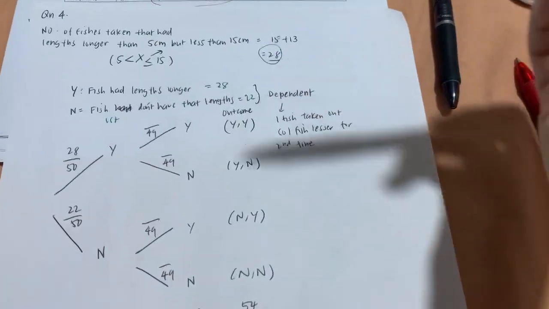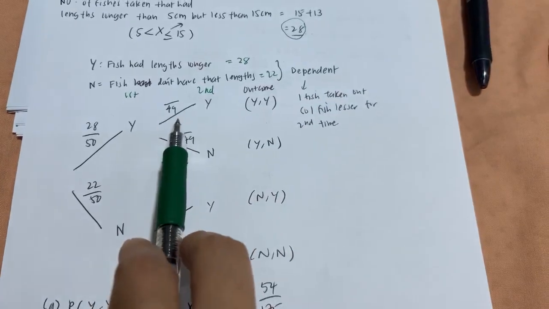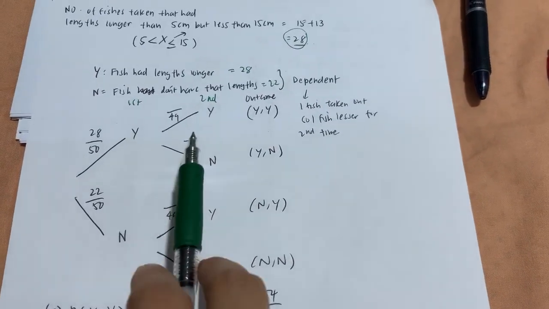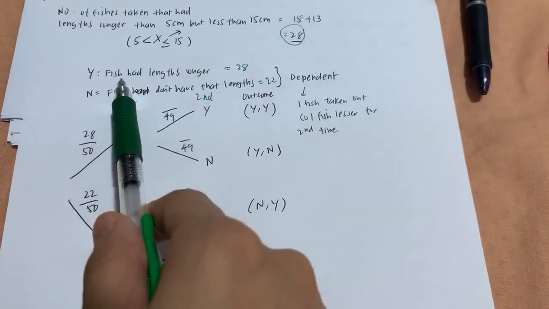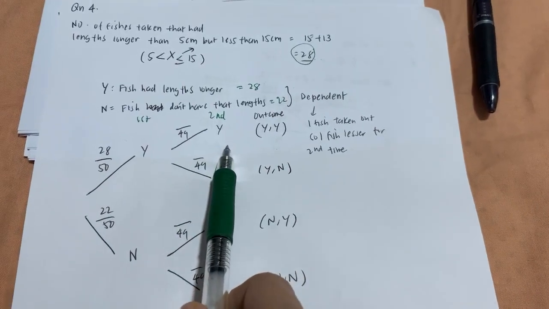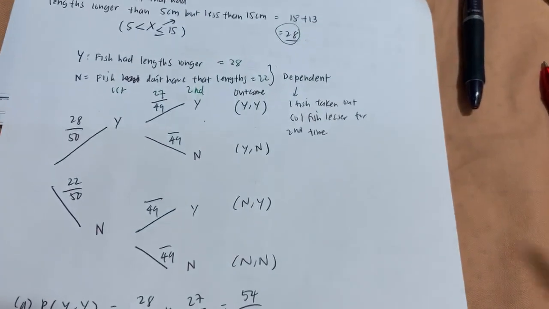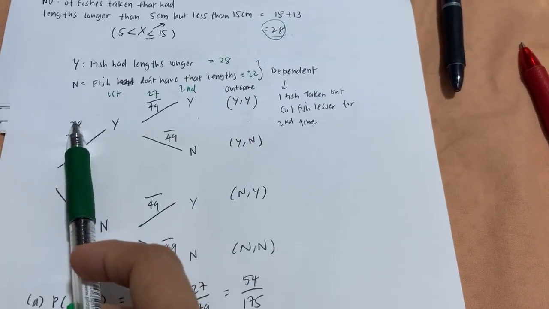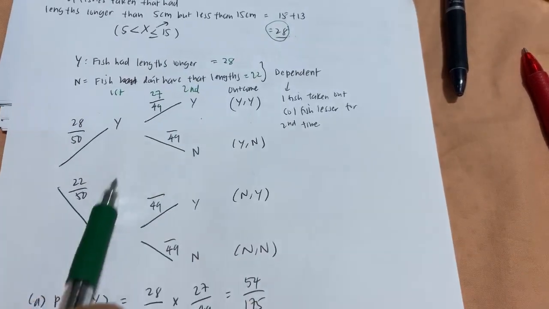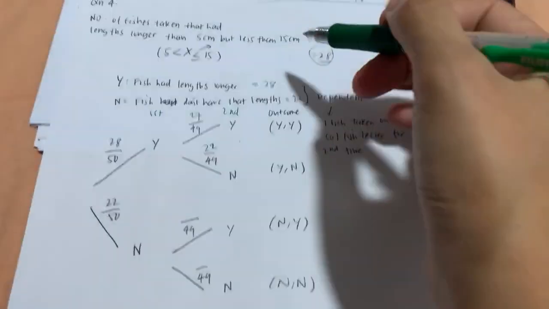Now, let's look at the second round. Remember, because they are dependent events, the second round will be lesser by 1. I put 49, 49, 49 because they are lesser by 1 fish. If you had picked the required fish just now and pick the same kind for the second one, because the first one was already a yes, the second one would have lesser by 1, so it's 27. Here, if you pick a no second, you did not take anything from the yes, so it remains as 22, because there are 22 N's in the first place.